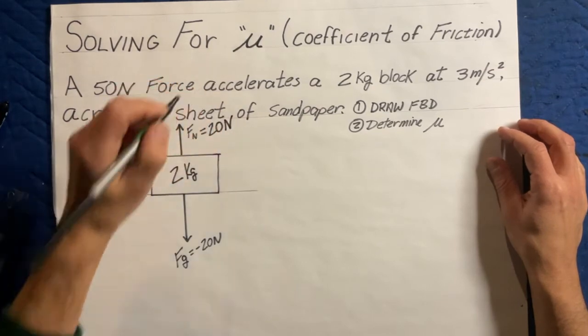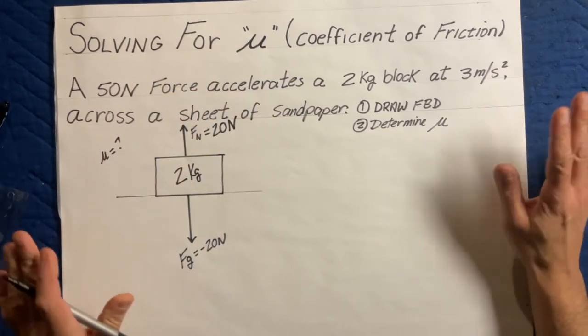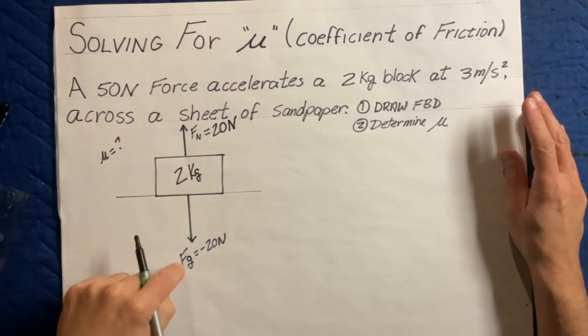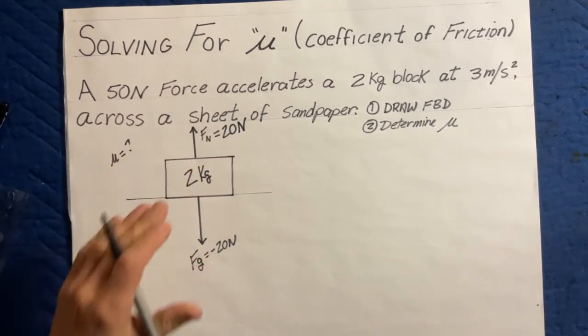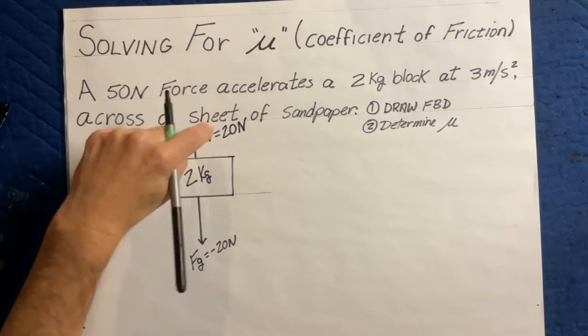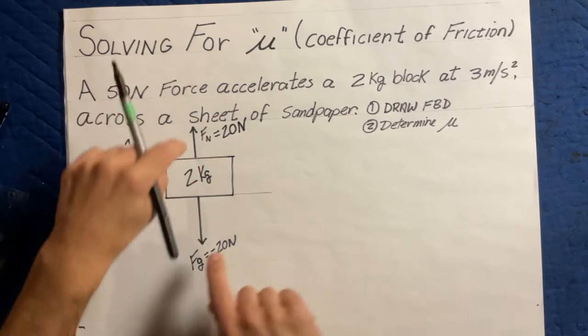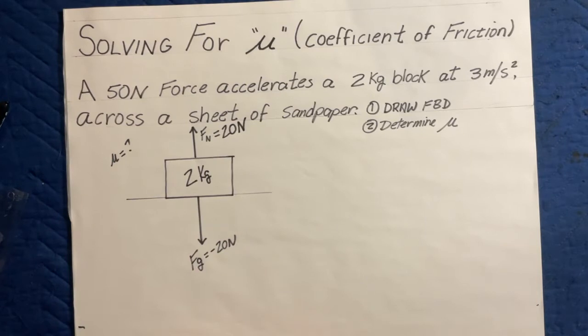They do not form a Newton's third law pair. They're different things. One's a normal force, one's a gravitational force. Those are there, they're not going to affect the motion, but this does affect the friction. So I've just done my verticals. Now I'm going to look at my horizontals.